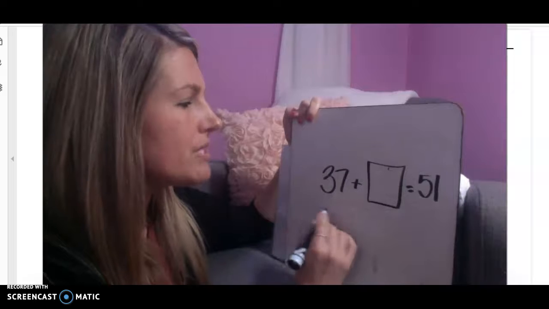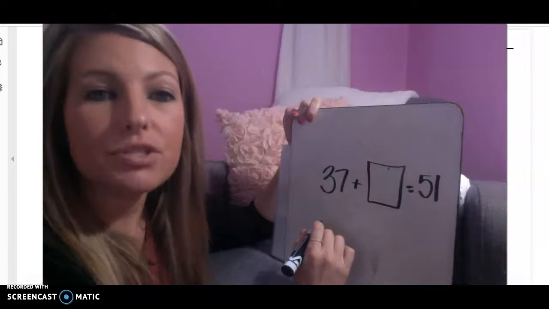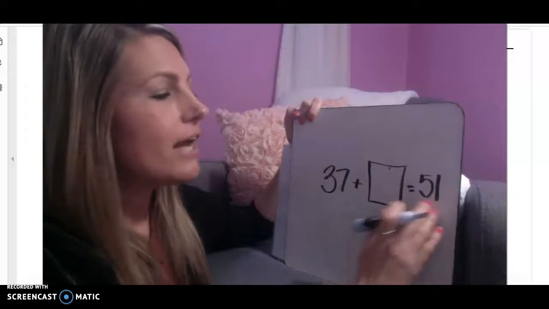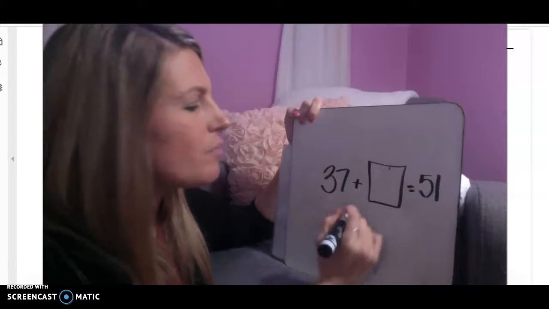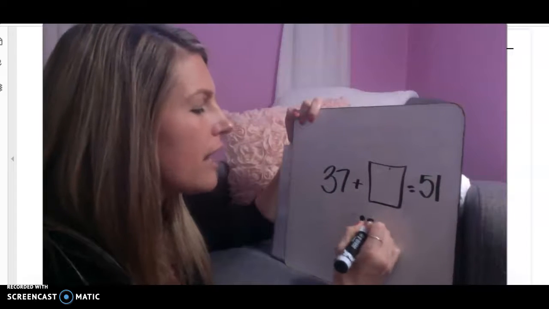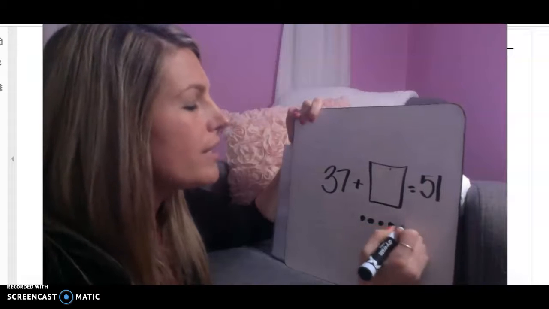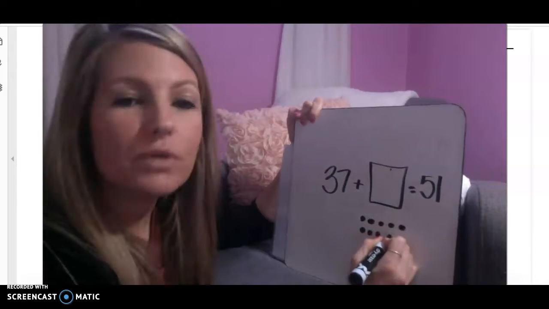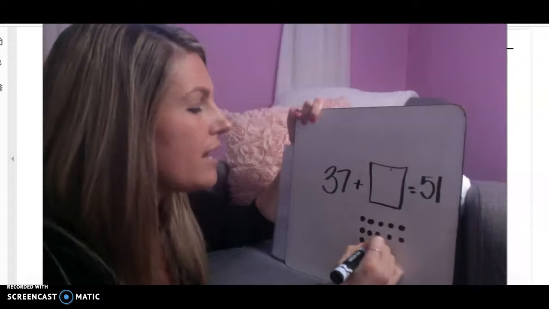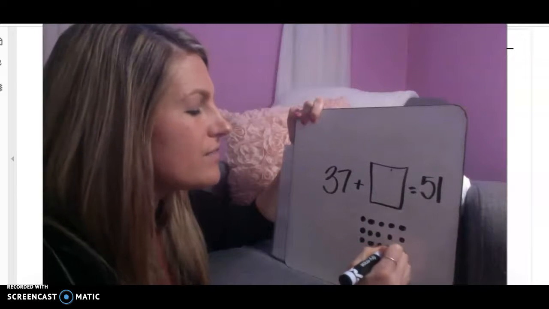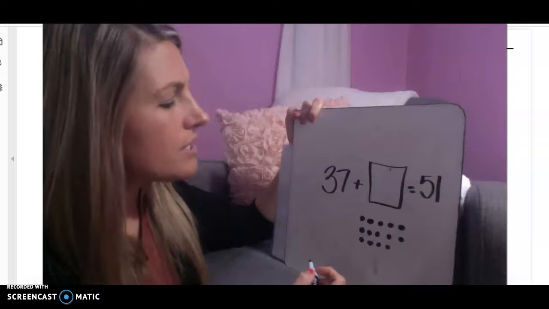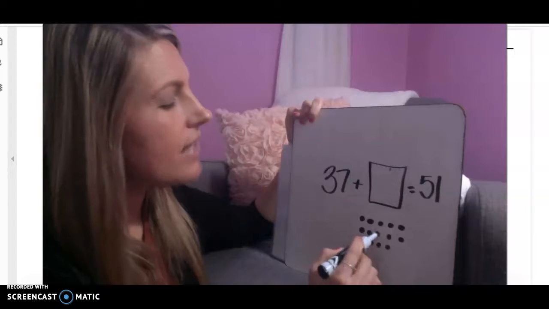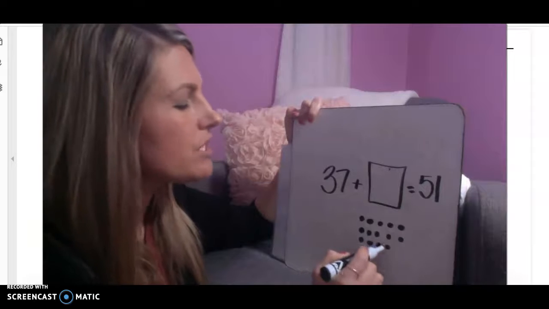He started out with 37. I'm going to use the count up strategy and count how many blocks it took me until I got to 51. 37 blocks, 38, 39, 40, 41, 42, 43, 44, 45, 46, 47, 48, 49, 50, 51. It looks like it took him 1, 2, 3, 4, 5, 6, 7, 8, 9, 10, 11, 12, 13, 14.